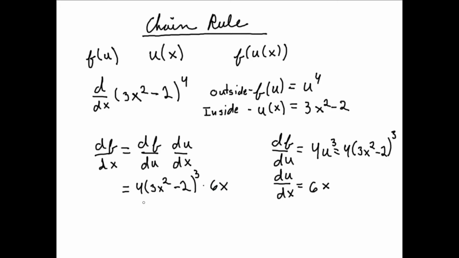And we can go ahead and simplify this. We have 4 times 6, which is 24, and we still have an x, so 24x times 3x squared minus 2 cubed. Okay, and this right here is going to be our solution for solving for the derivative of this function, 3x squared minus 2 to the fourth, using the chain rule.